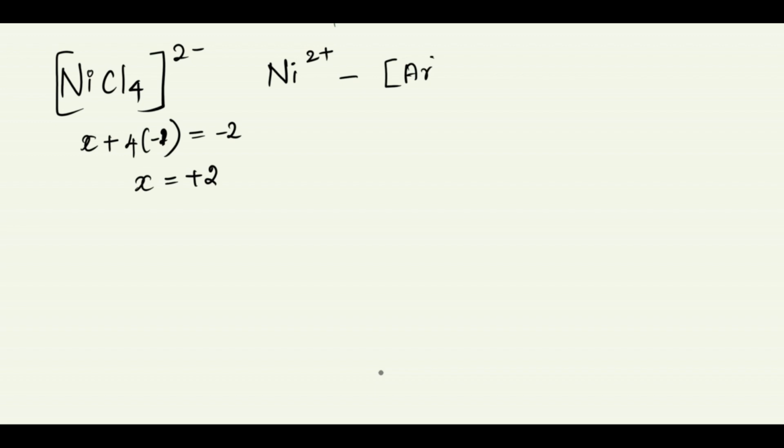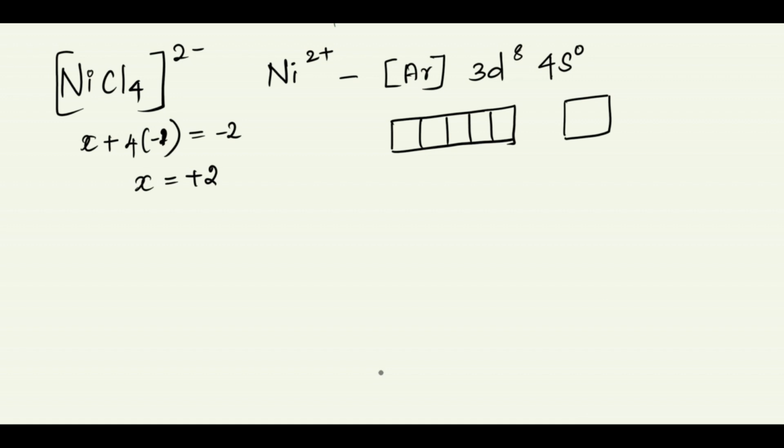So the electronic configuration becomes, after argon, 3d8 4s2 in the ground state. Here we are having 3d8 4s0. Correct? So I am taking 3d8 4s0 and I am going to fill the electrons.